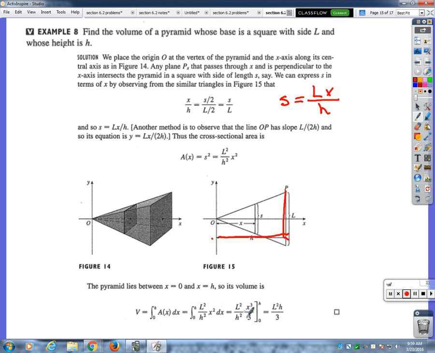Pretend that this was just a 5 right here. The antiderivative of 5x squared is 5x cubed over 3. All right, so that's fun, huh?